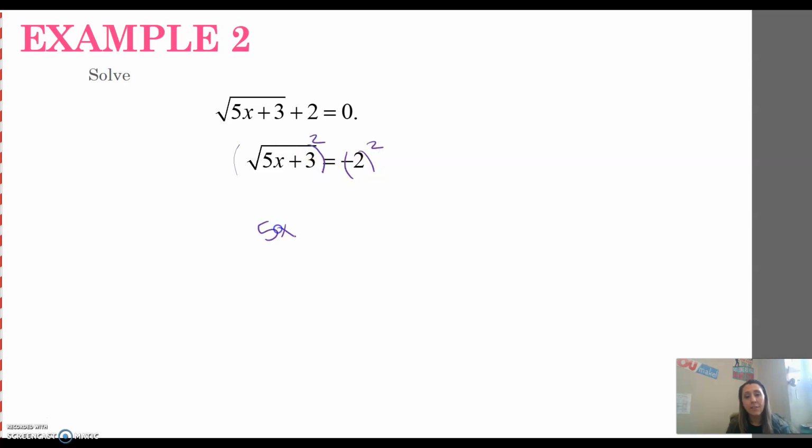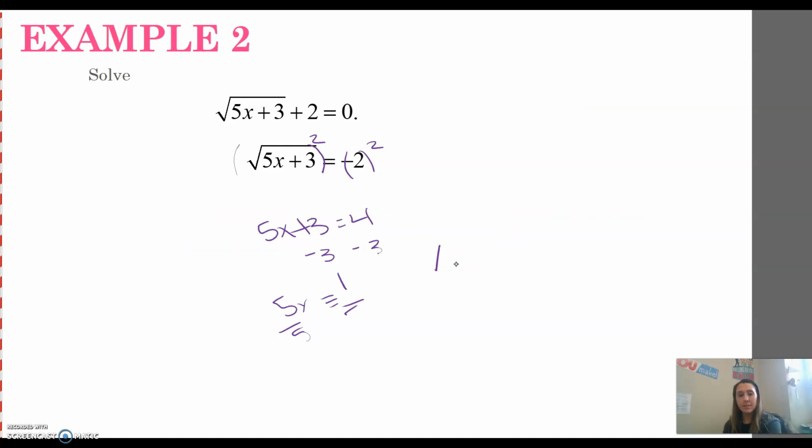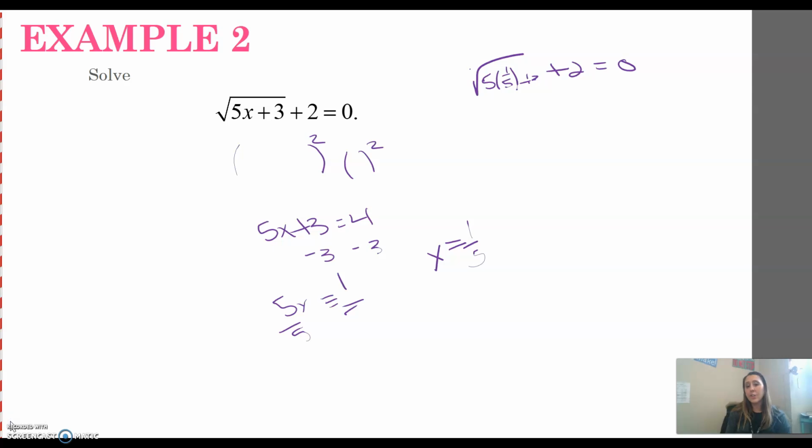Okay, so then I get 5x plus 3 is equal to 4. Subtract 3. I get 5x is equal to 1. Divide by 5. I get x. Okay, hold on. I tried to change the battery, but I got x is equal to 1/5.